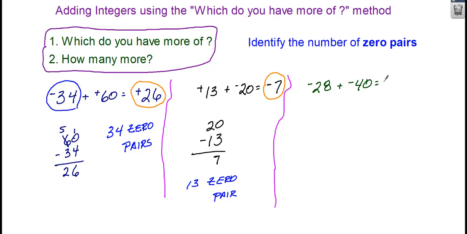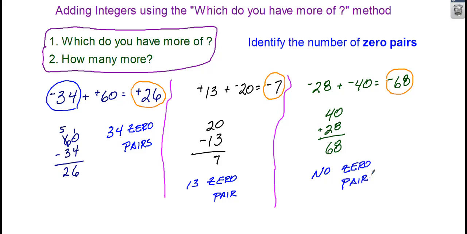All right. So, which do you have more of? Well, you only have negatives, so obviously you have more negatives. Everything here is a negative. How many more? Well, since this is a case where they're all negatives, we're going to add these together. Anytime you have all the same thing, you're going to add them together, and we get a final answer of negative 68. And as far as zero pairs go, since they're all the same thing, there was nothing to cancel. So in this case, there are no zero pairs.